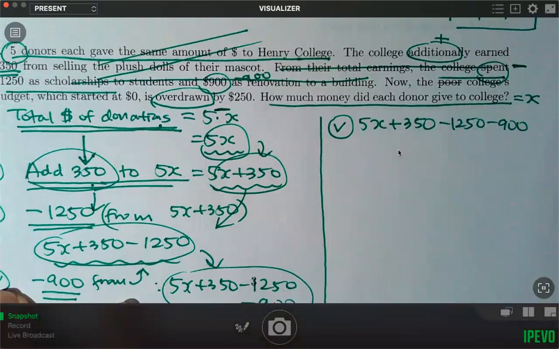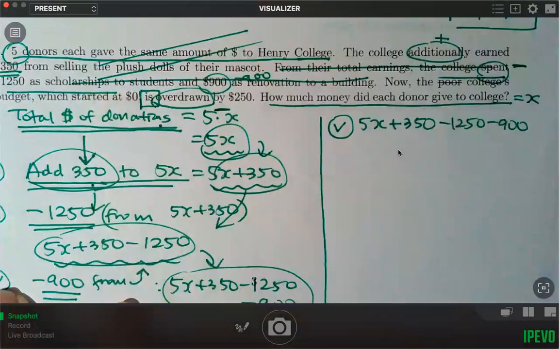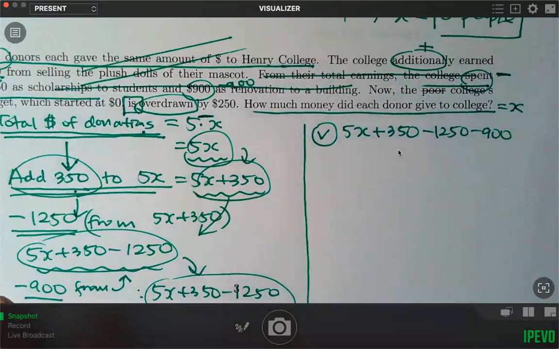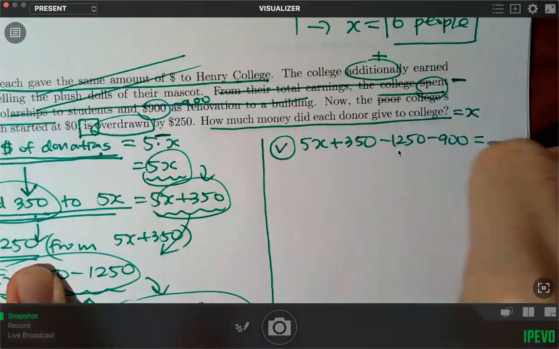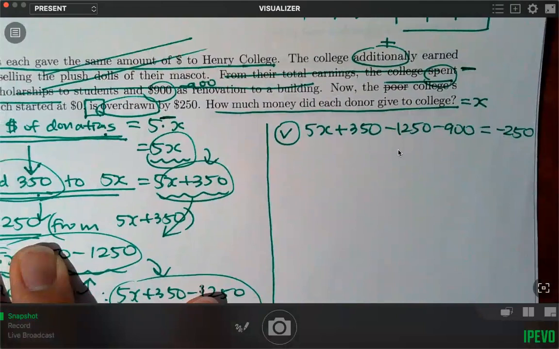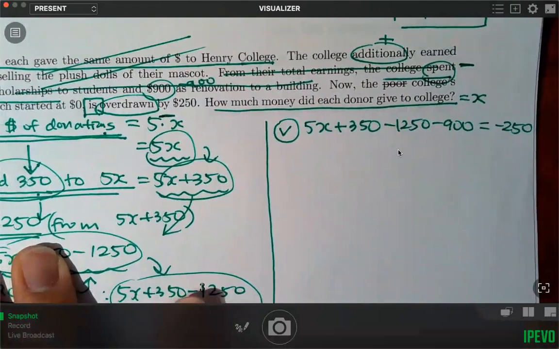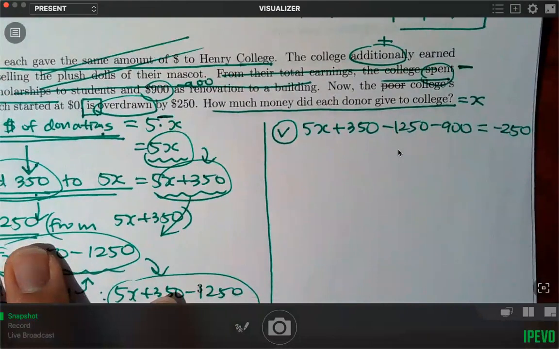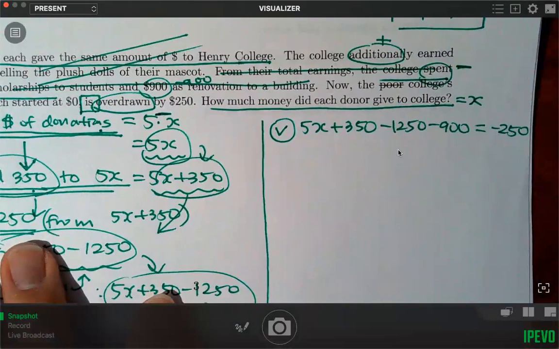So here the keyword is overdrawn by 250. So what do you do? Equal to negative 250, yes. So you don't subtract 250 from this. You set it equal to negative 250. Now, obviously, any college's budget doesn't become negative money or negative dollars, but this is fake. So, okay, that's the equation.